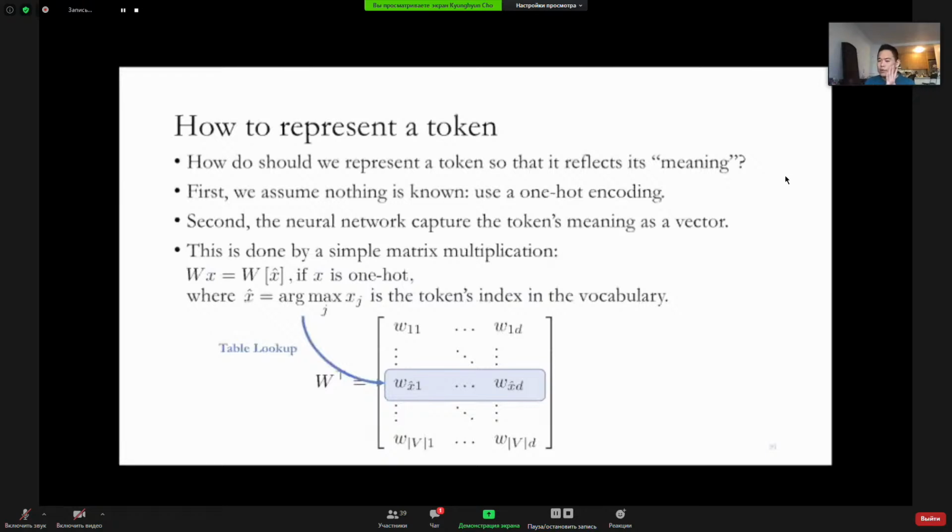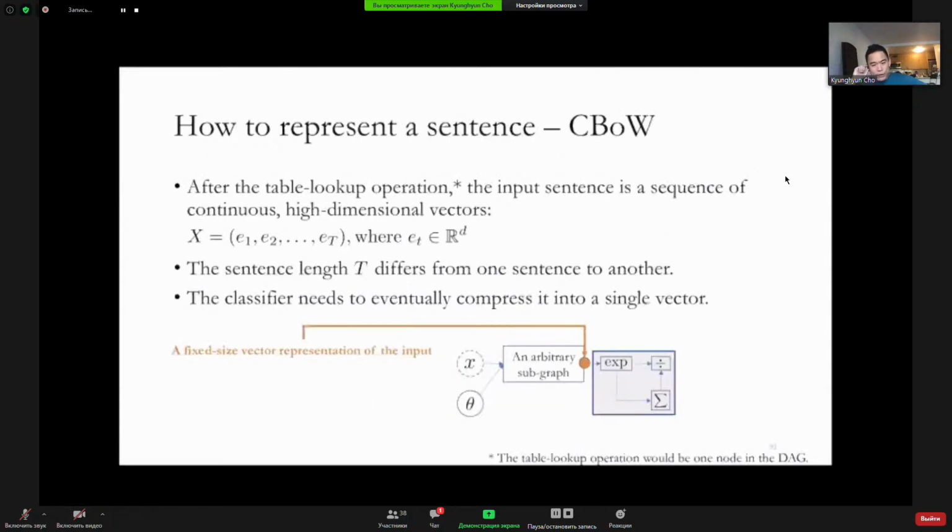So we're going to say that this is just a part of this directed acyclic graph, and that this is a part of this DAG as a parameter node. So now we need to think about how to represent the sentence. We now know how to represent a text, and in particular how to represent each token. Now we have a sequence of these vectors, right? I'm going to use E1 to ET there. So we have an X that is a sequence of continuous high dimensional vectors.